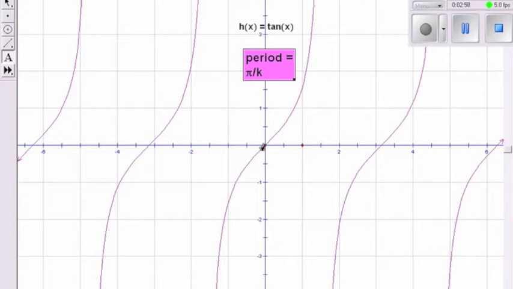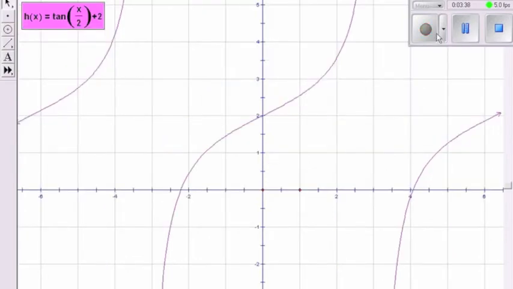Tangent also has not necessarily a midline, but you can see where it has a point of inflection where it kind of turns directions, and that's what we would associate with a midline on sine and cosine. If we were to have a vertical shift, that's exactly what that point would do. That point would move up or down that exact vertical shift. And so we have period, which is pi over k, vertical shift, which would simply be up or down that exact value. Now as far as the phase shift goes, that works exactly like sine and cosine.